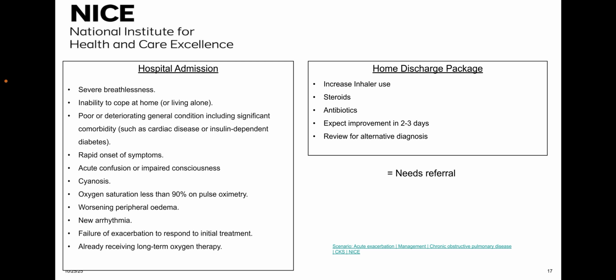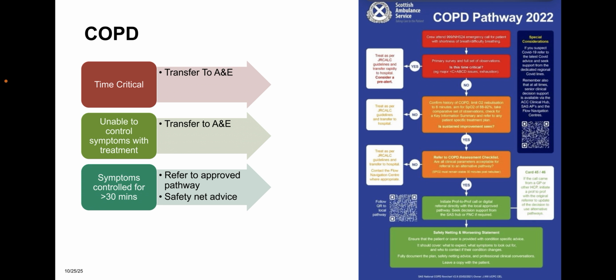So what this really means is that for any COPD exacerbation, they should receive a referral if they're being left at home, be that either to a GP or their specialist team. Now in Scotland, where I work, we've got this COPD pathway, which is a national pathway, where these patients can be referred to local COPD specialists. This is the flow chart that you'd follow. It's available on JR Calc.